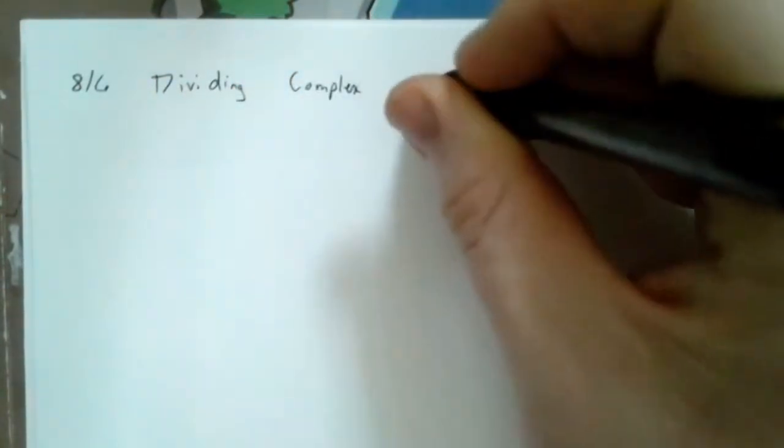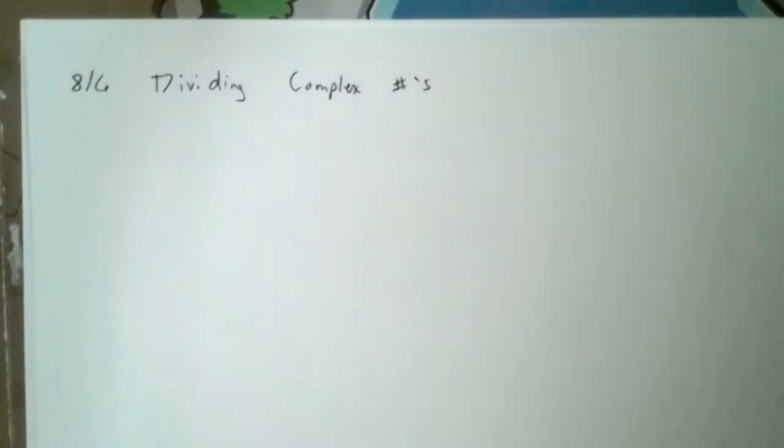Alright guys, today is August 6th. We took a look at different operations with complex numbers, but we skipped dividing. So today we're going to talk about dividing complex numbers. You also see this sometimes called rationalizing complex denominators. Alright, we're just going to call it dividing complex numbers.